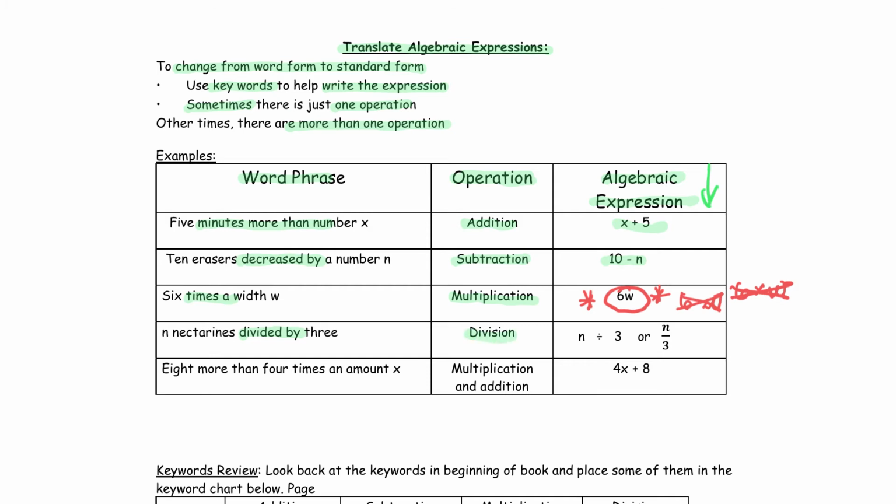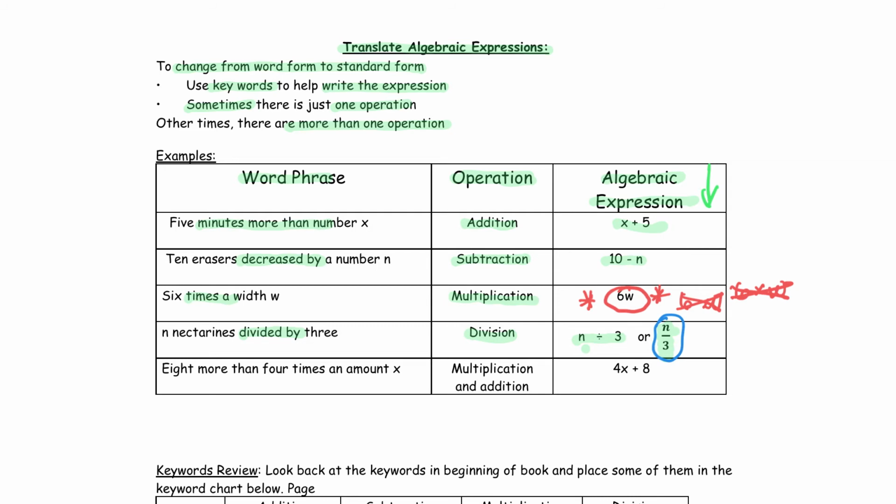Next one, we have N nectarines, that's a fruit by the way, divided by 3. That's division. One way you could write it is N divided by 3, or if you recall from the beginning of the school year, we've been saying that fractions mean division. You could actually write it as N over 3, which actually means N divided by 3. In 7th grade, this second way is going to be the way that you're going to be looking at algebraic expressions for division. It will be written as a fraction. If you can get into that habit at the beginning, that would be a really good step so that in 7th grade, you're going to be good to go.